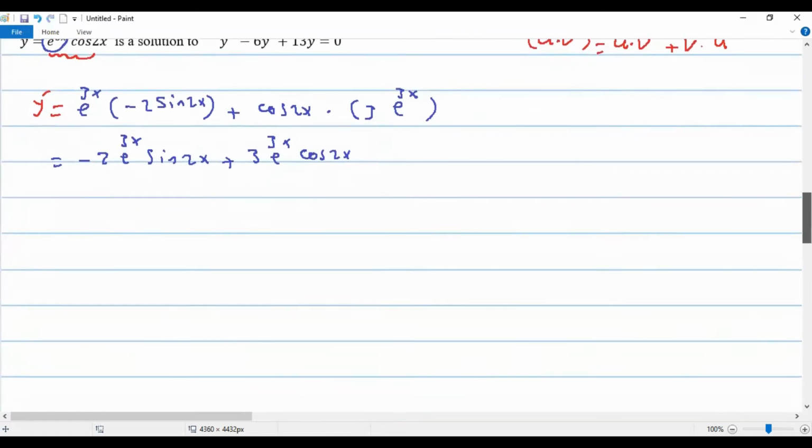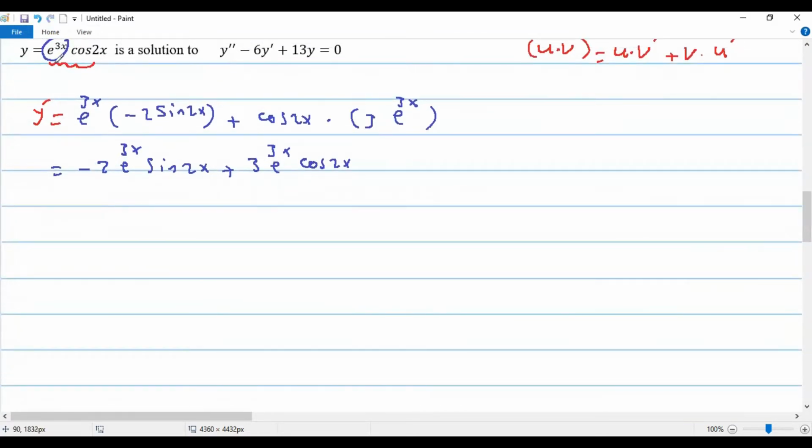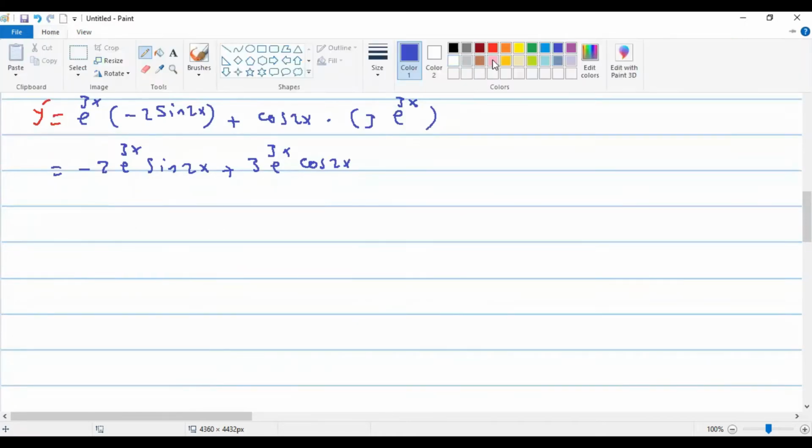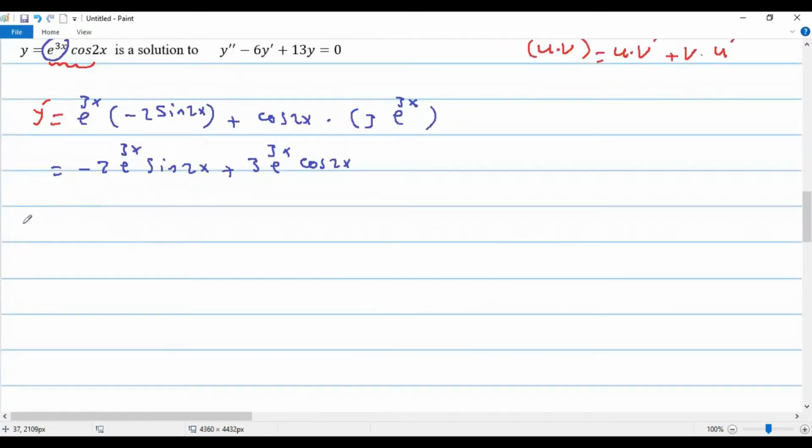Now, what is the y double prime? We have to find the y double prime. Again, this is e^(3x) the first, the derivative of cosine is minus sine of the angle 2x, and the second one cosine 2x, the derivative of e, the derivative of the power, is 3. Now the second derivative. So y double prime equals.